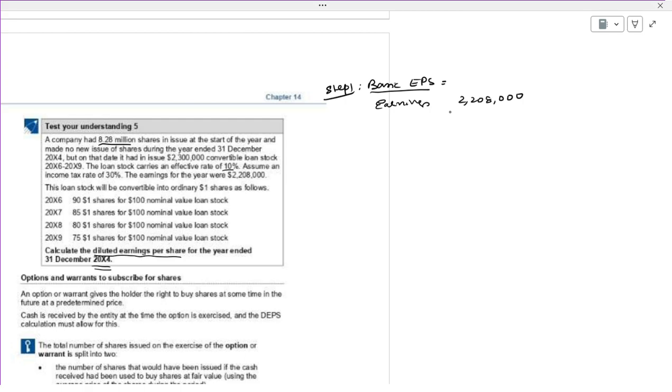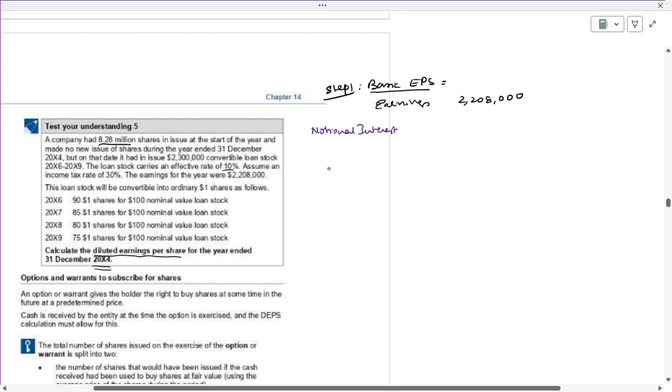That means 10% you are going to save. If you are saving 10%, then you will have to pay tax on that saving. I will change the color. Now this is called notional interest. How much is the notional interest saving? Add the notional interest saved.